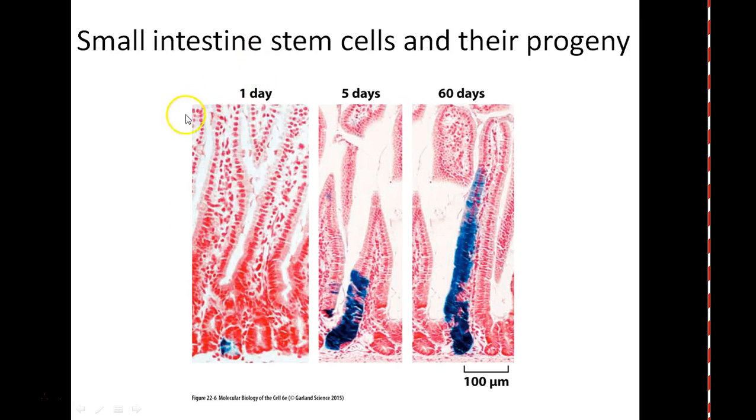So this is day 1, this is a cross-section, the immunofluorescent staining of the intestinal lining. Day 1, day 5, and day 60. And you can clearly see that all of those cells derived from the stem cells are producing blue dye. So it's like a progressive movement of those cells upwards.